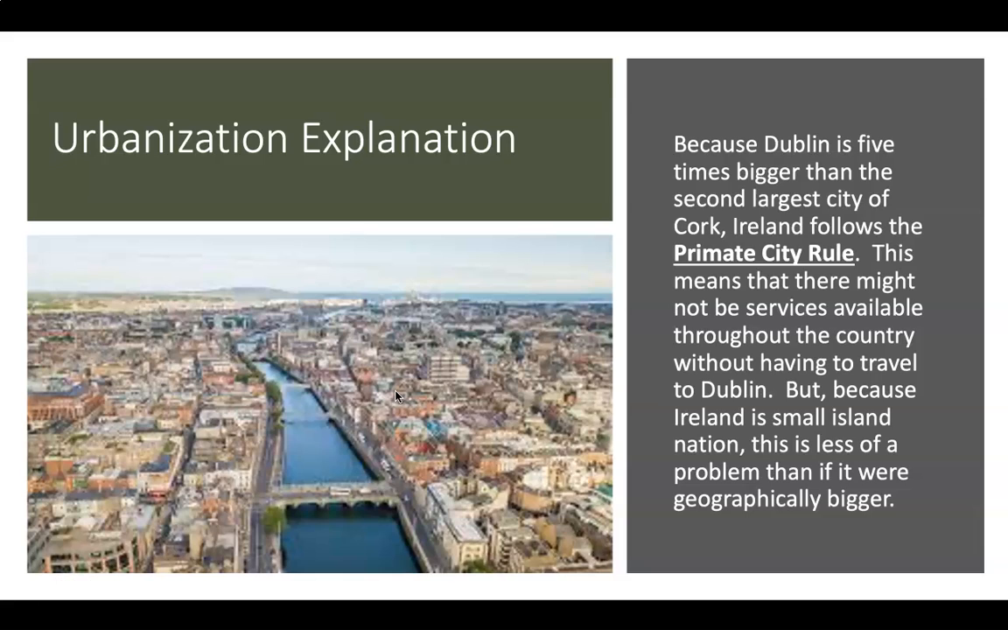I say because Dublin is 5 times bigger than the second largest city of Cork, Ireland follows the primate city rule. This means that there might not be services available throughout the country without having to travel to Dublin, right? But because Ireland is a small nation, it is less of a problem than if it were a bigger country geographically. So your job is to create a list, maybe put a map on that, and then do an explanation as to why you think it would be a primate city rule or a rank size city rule.